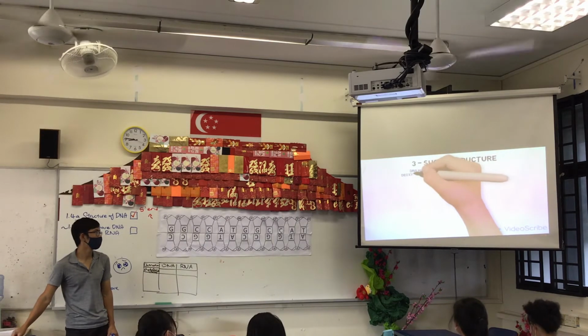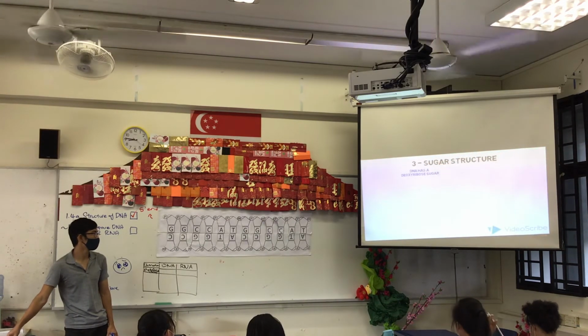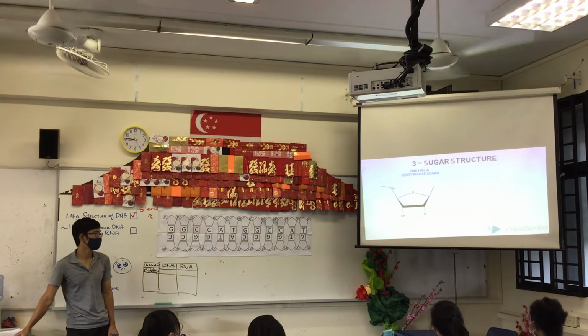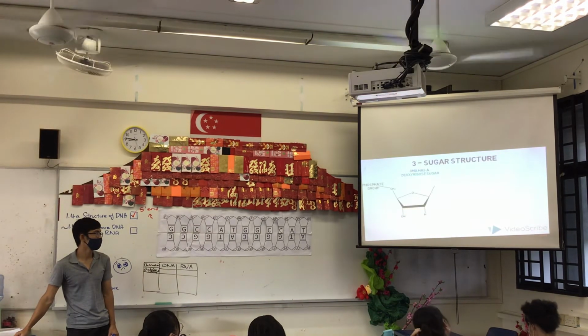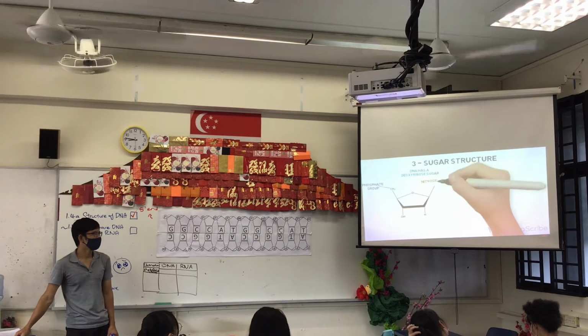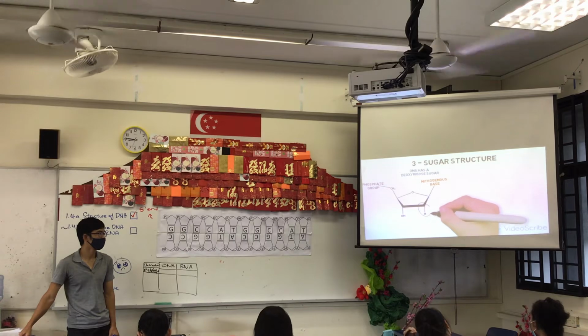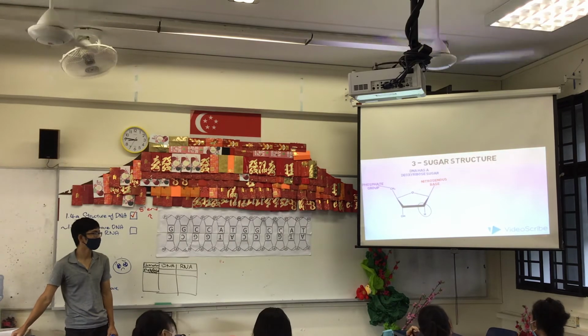DNA has a deoxyribose sugar, that's why it's called deoxyribonucleic acid. Its sugar structure looks like this. The DNA, of course, has the phosphate group and the nitrogenous base. And this carbon here is missing the oxygen.